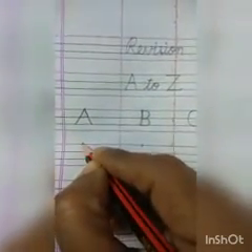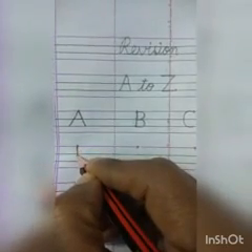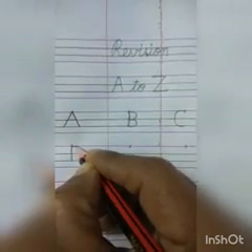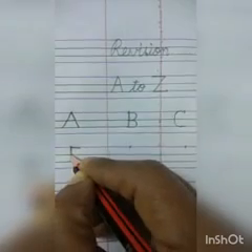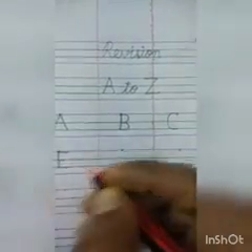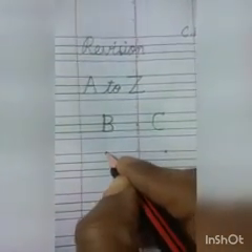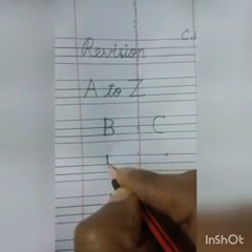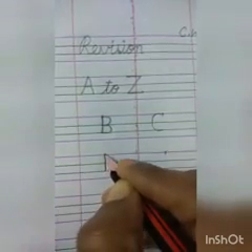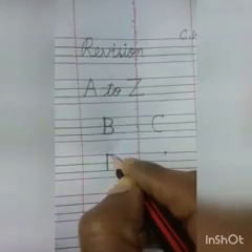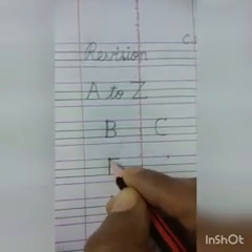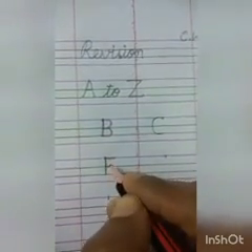And how to write letter E? With the help of standing line and three sleeping line, we can write letter E. After that, which letter will come? Letter F. And we can write letter F with the help of standing line. And it will start from the pink line. And two sleeping line, we can write letter F with the help of standing line and sleeping line.